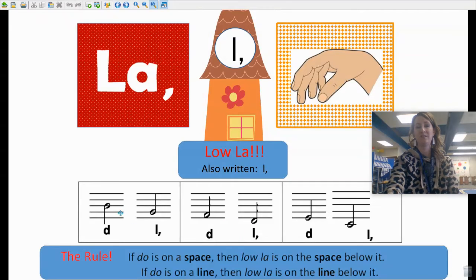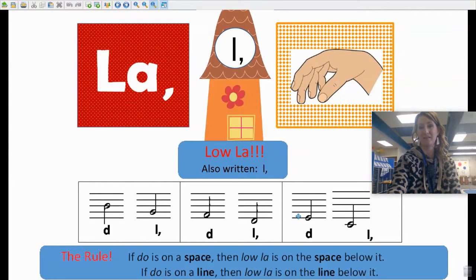Now let's take a look at this do that's on the line. So we know from the rule, if do is on the line, then low la is on the line below it, and that's what that would look like. One more. What if do is on the bottom line of the staff? How do we find the line below that? Well, we have to add a ledger line so we know that this note is a line and not a space. So that's do to low la right here.